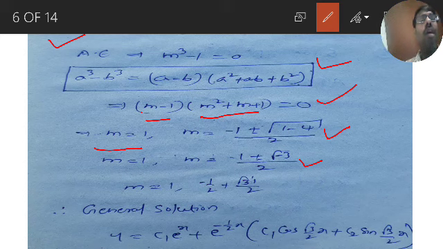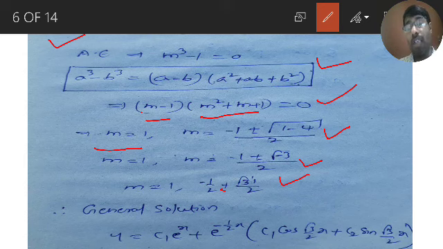So the roots are m is equal to 1, comma, minus 1 by 2 plus or minus root 3 by 2 into i. So one root is a real root and the other two roots are complex roots. Complex roots always exist in a pair. Are you getting? Complex roots always exist in a pair. So for the one different root, you have m is equal to 1.